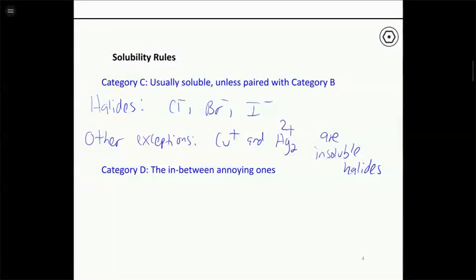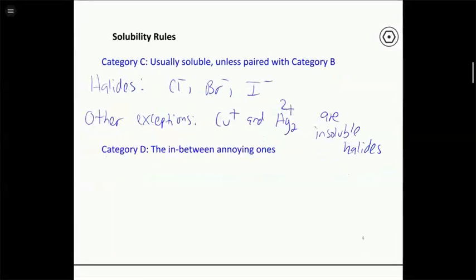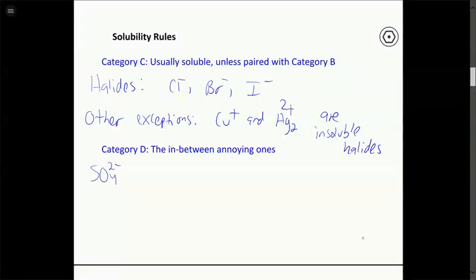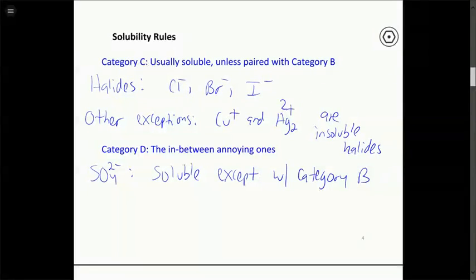And then finally, there's another category, which is the ones that people often get tripped up on, the in-between annoying ones, where sometimes they're soluble, sometimes they're not, and you're just going to have to become familiar with them. So there's sulfate, SO4 2-. This one is usually soluble, but it has more exceptions. So it's soluble unless it's paired with one of those category B cations, which is silver and lead 2 plus.